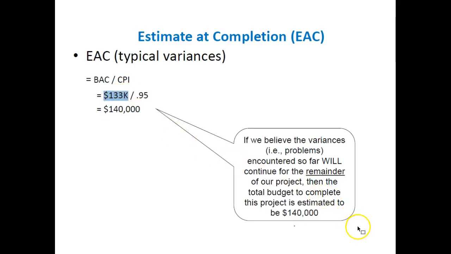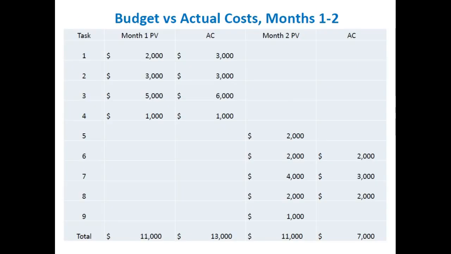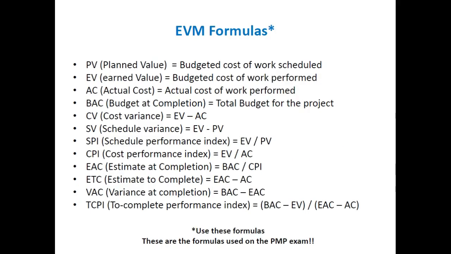So if we look at, let me go back to our first slide here. So variance at completion is the budget at completion. I'm sorry, the estimate, yeah, let's do this one first. The estimate to complete is going to be what we just calculated, the estimate at completion, so $140,000 minus what we've already spent, the actual costs, right? So it's the remainder of the money between the 140 that we figured minus what we spent already.